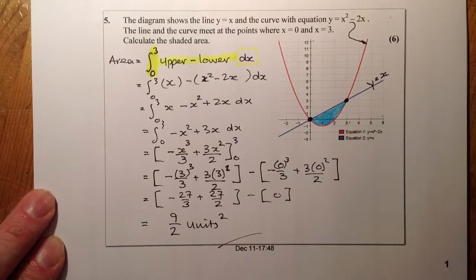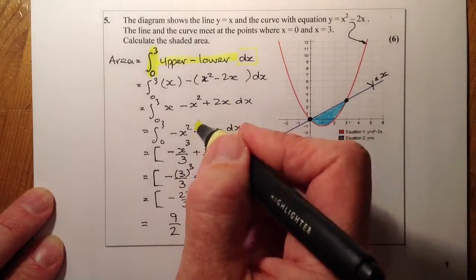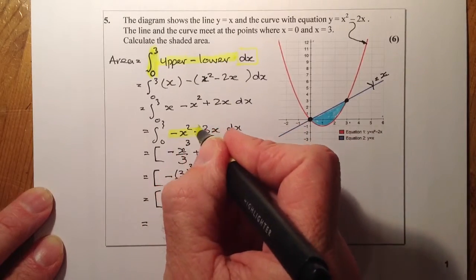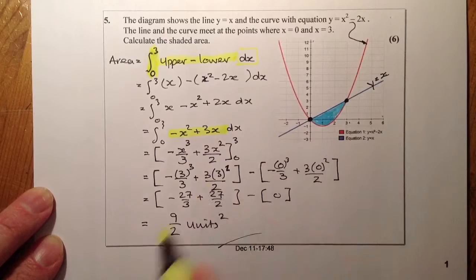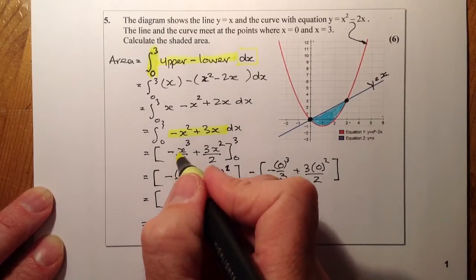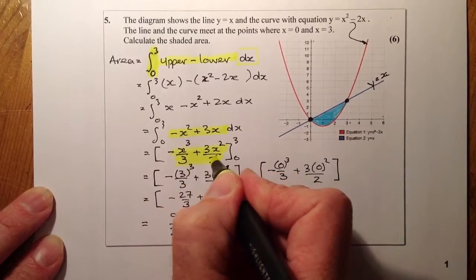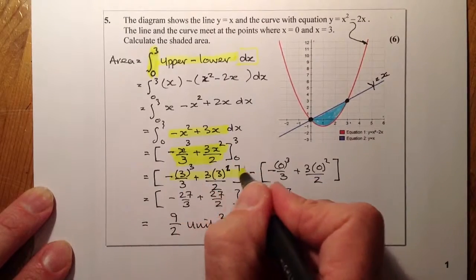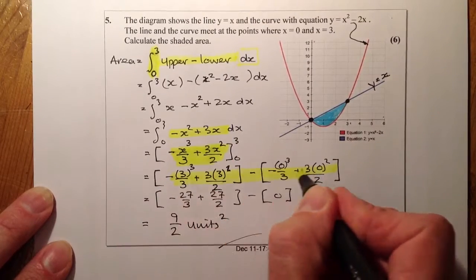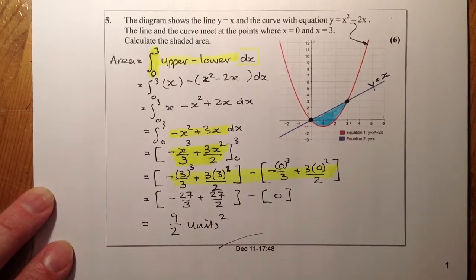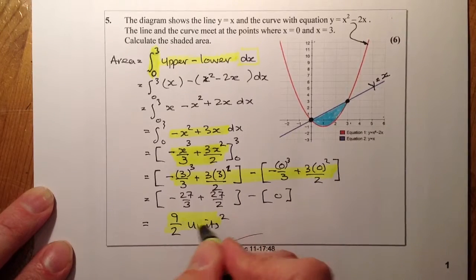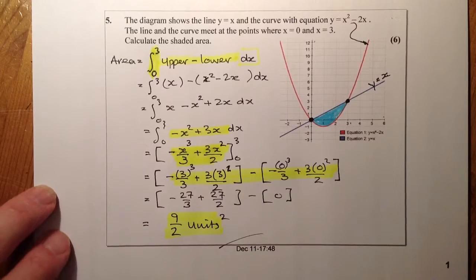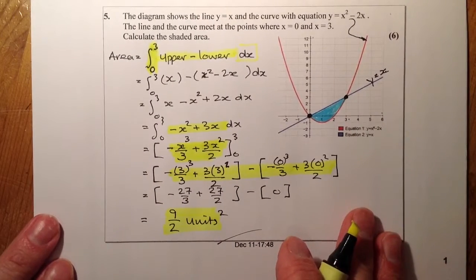I'll then get a mark for this part here, gathering everything together to integrate it properly. Next mark for integrating correctly. Next one for substituting the values in, that'll be this line here, and finally a mark for getting the final answer. So that's going to be out of 6 marks.